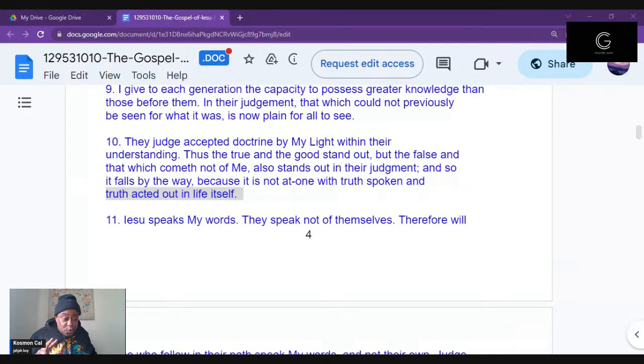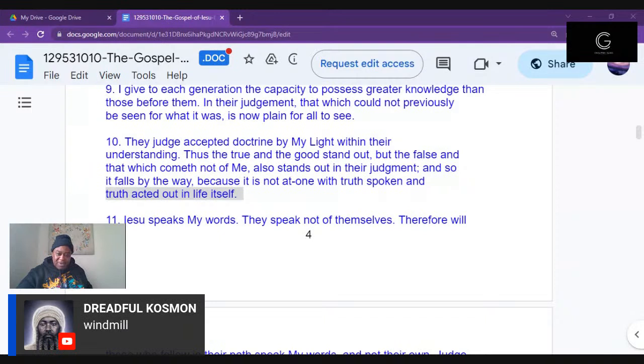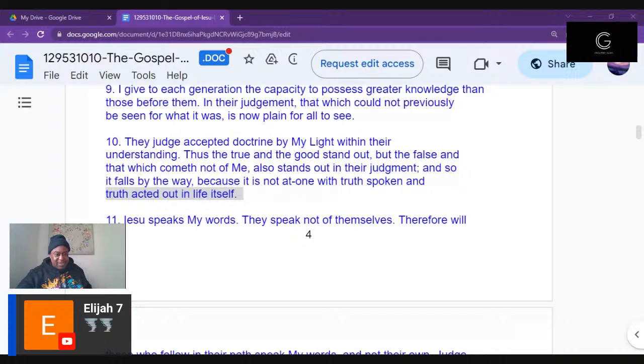And what does it do? It makes you create the vortex. Here we go. Ron Yo, windmill. Dreadful Cosmon, the windmill. Elijah 7. Yeah. Jaja everywhere. You just got to be able to see it.